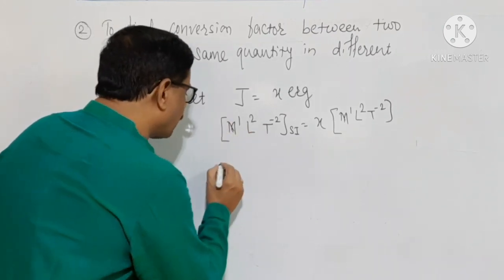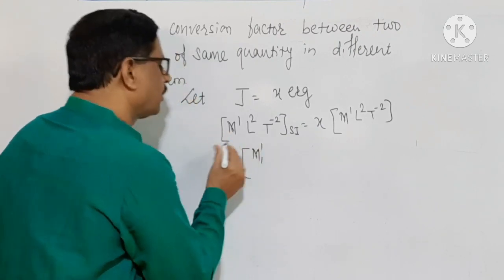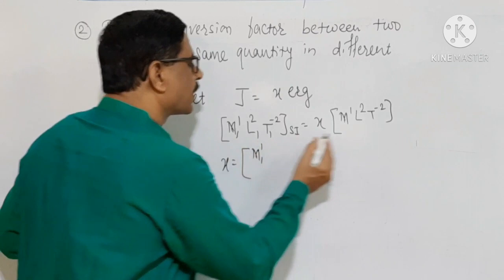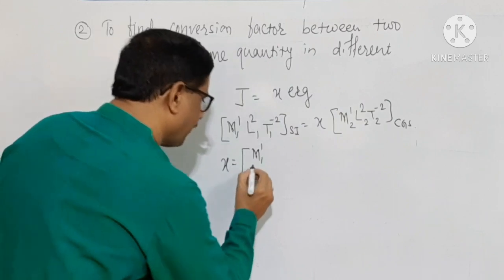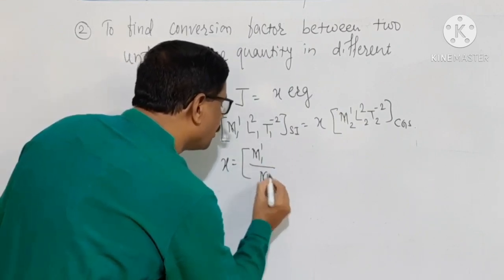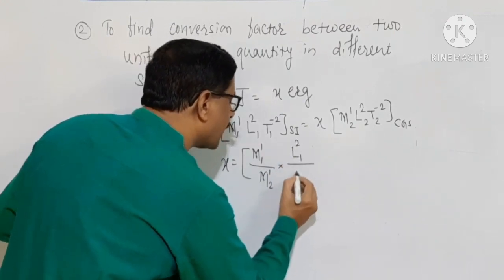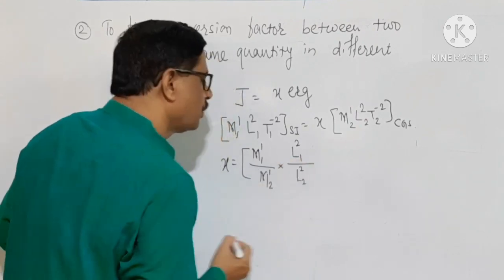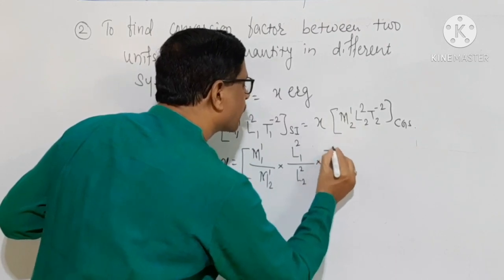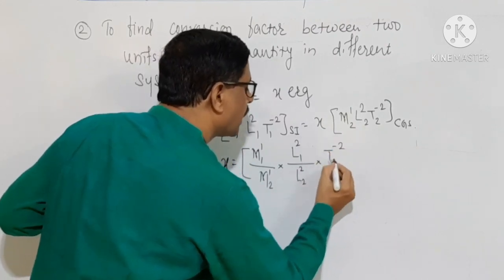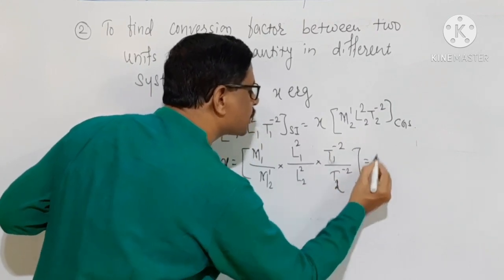Now let us come here. Therefore, what is x equal to? X is equal to M raised to 1 for SI system and M raised to 1 for CGS system, divided by L raised to 2 for SI system, L raised to 2 for CGS system, time raised to minus 2 in SI system and time raised to minus 2 in CGS system.